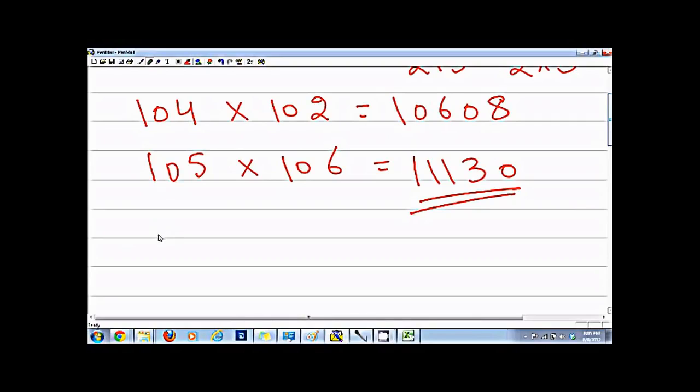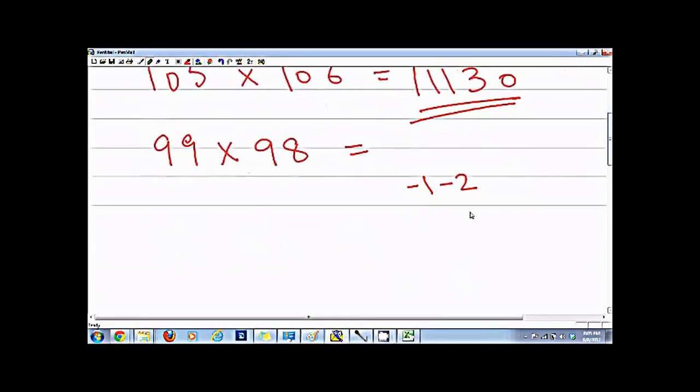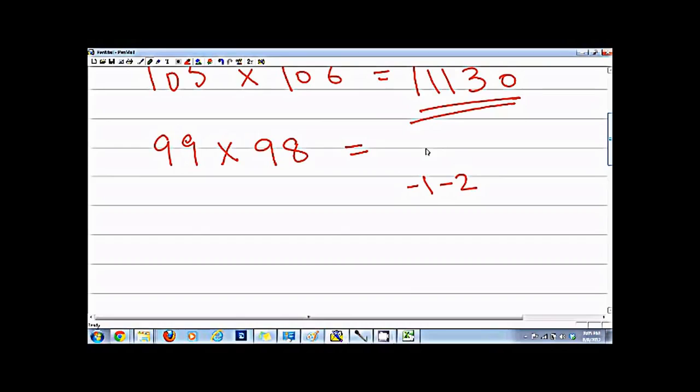If I have a number less than 100, for example 99, and I want to multiply by 98, in this case we have one less than 100 and here two less than 100. So what we have to do is first write minus 1 minus 2, and that is equal to minus 3. So we will subtract that from 100, so that will be 97, and then multiply these two numbers together. If we multiply them together, it will be equal to minus 1 into minus 2, that is equal to 2. So the answer is 9702.